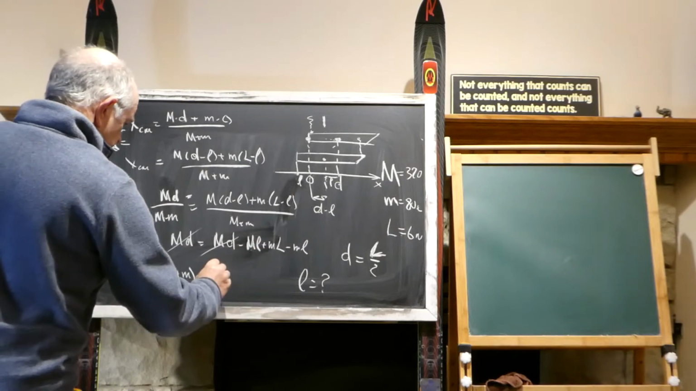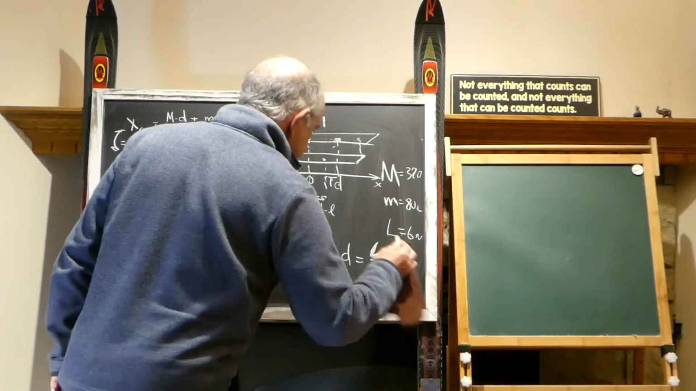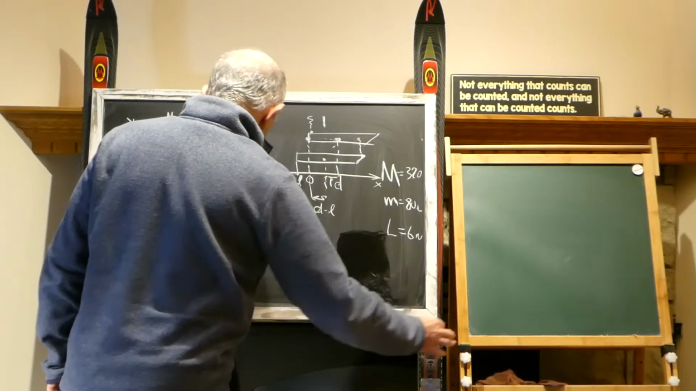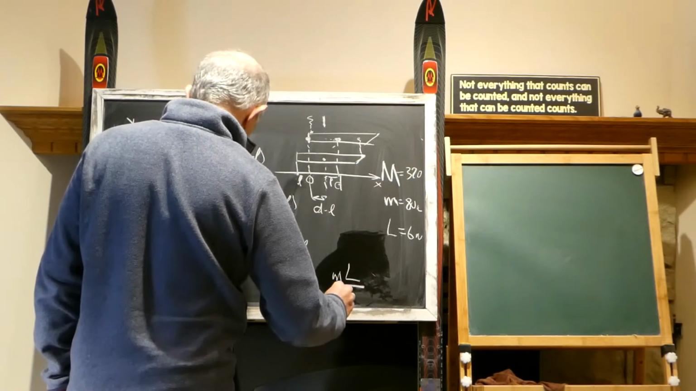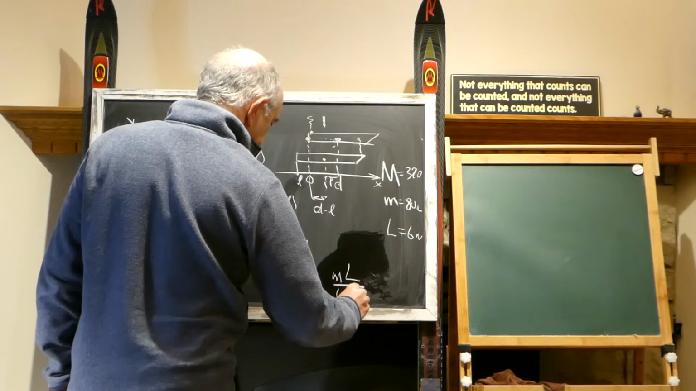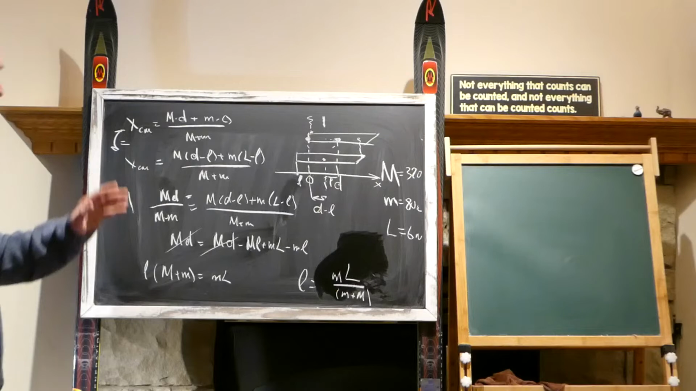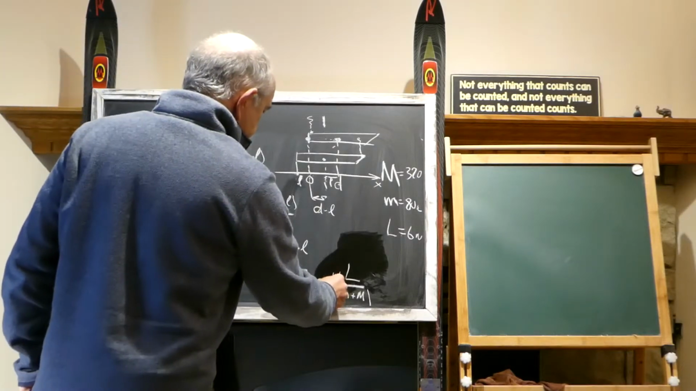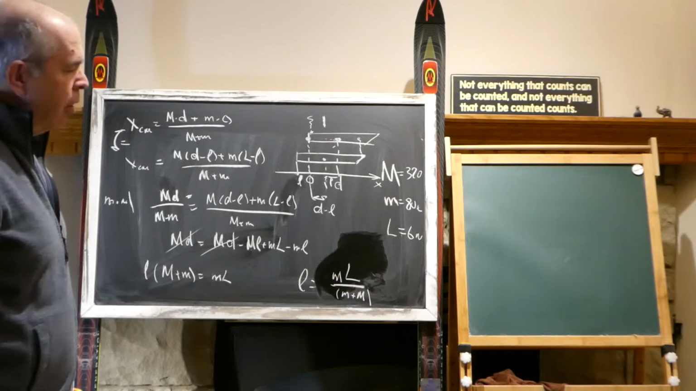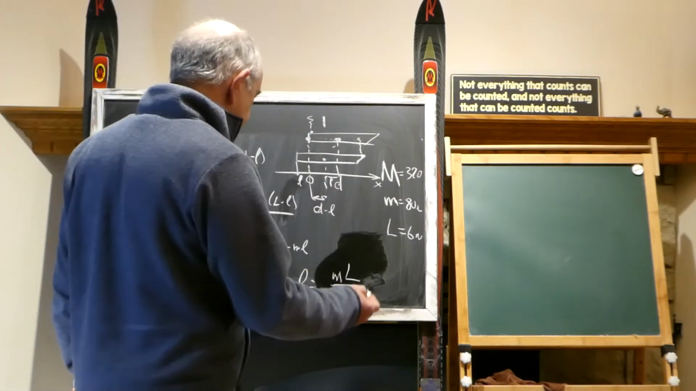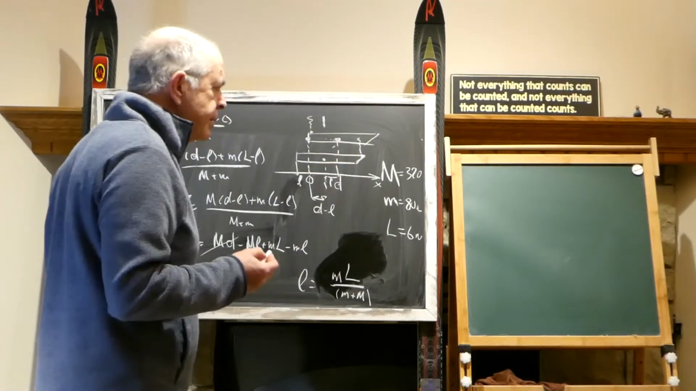Equal m lowercase l, and we immediately receive that lowercase l equals mL divided by M plus m. And this is how much the boat moved. The boat moved like this. And they ask us how much the human moved, and we can put the numbers later. And then they wanted to know how much the human moved.